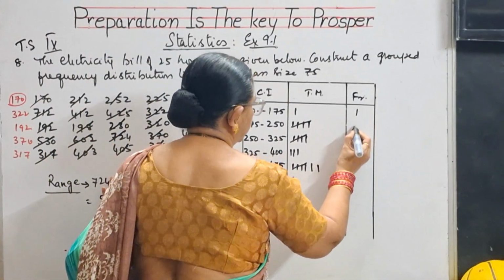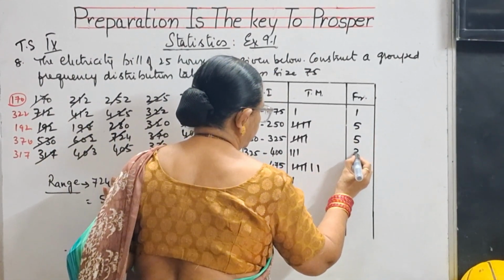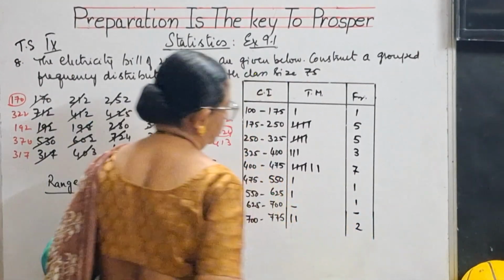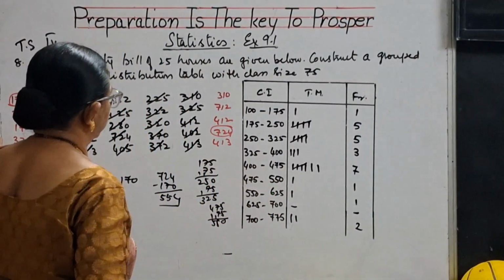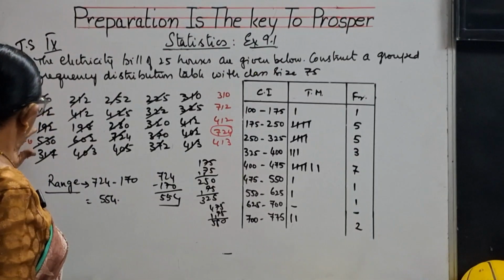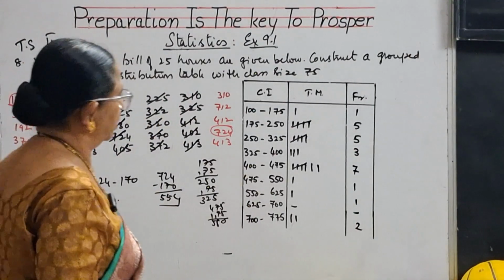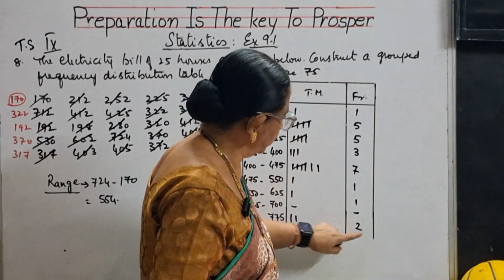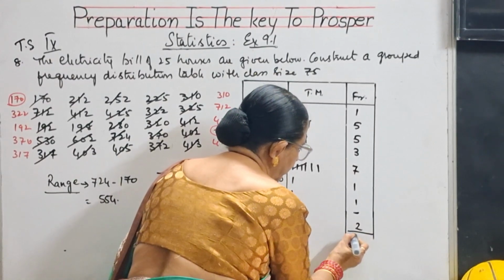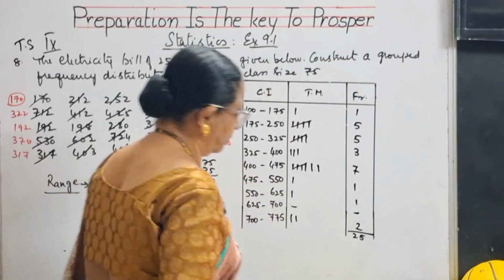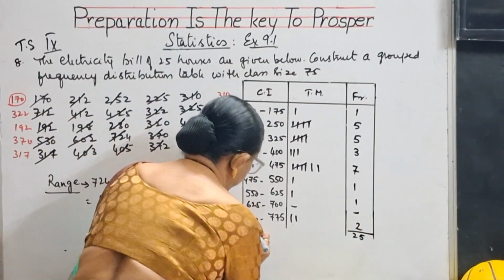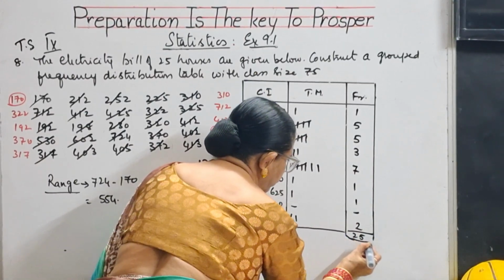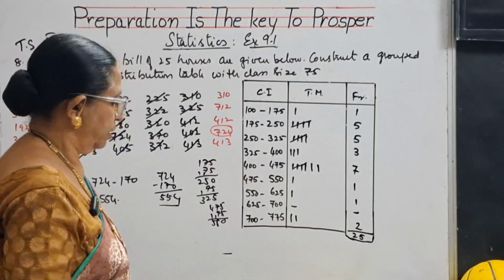Now 1, 5, 5, 3, 7, 1, 1, dash 2. So how many total? The electricity bill, this is 1, 2, 3, 4, 5. 5 5s are 25. Are we getting? Let us see. 10, 11, 14, 21, 22, 23, 24, 25. So total is 25. So our frequency distribution is correct. So this is the total of our frequency distribution table, children. This is the table. I hope I am clear.